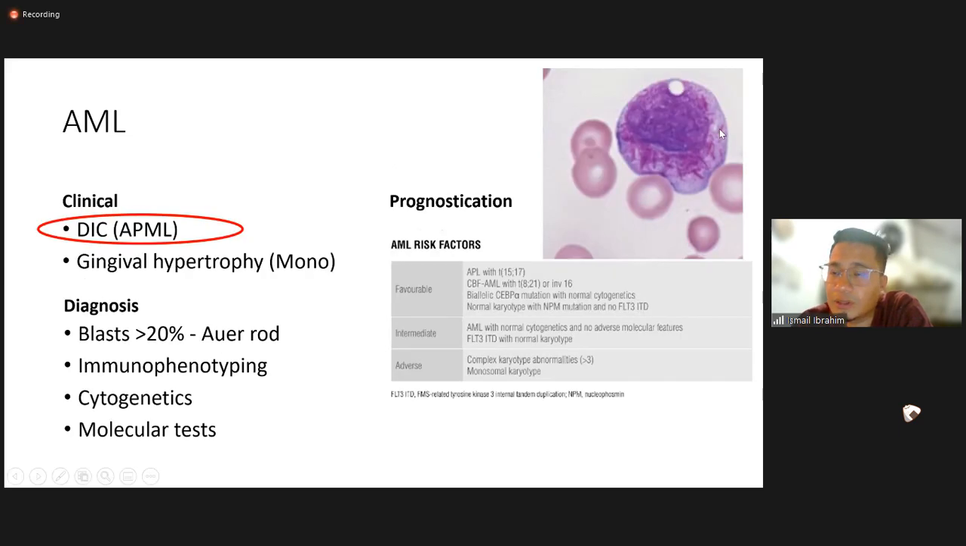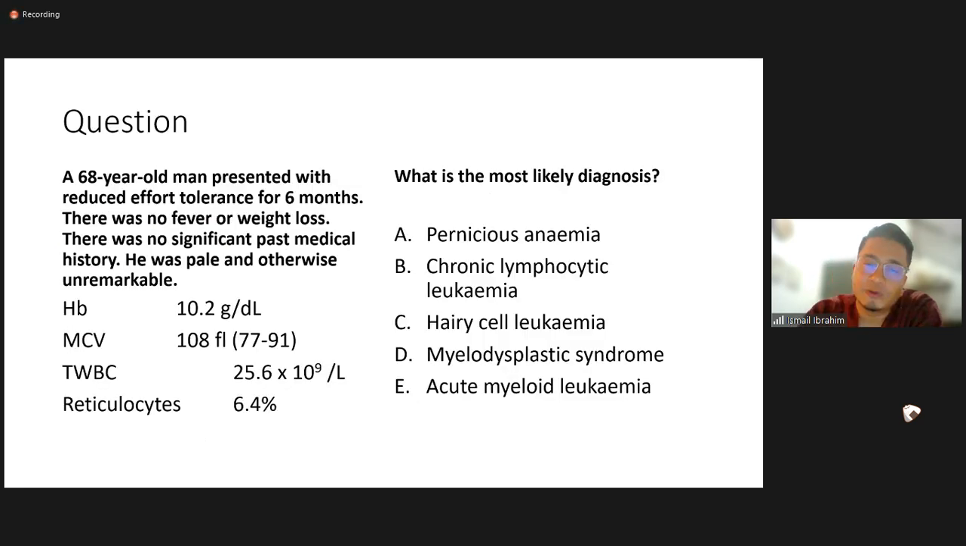So the picture at the top on the right is our Auer rods, yeah. So cells for APML will be big, and they have a lot of granules within them, what we call Auer rods. But the patient that we have at the moment in IM3 is not the typical APML, but is the hypogranular variant of APML. So he doesn't have all these rods.